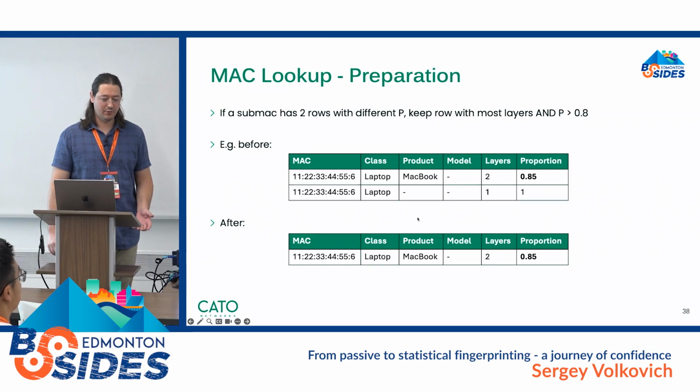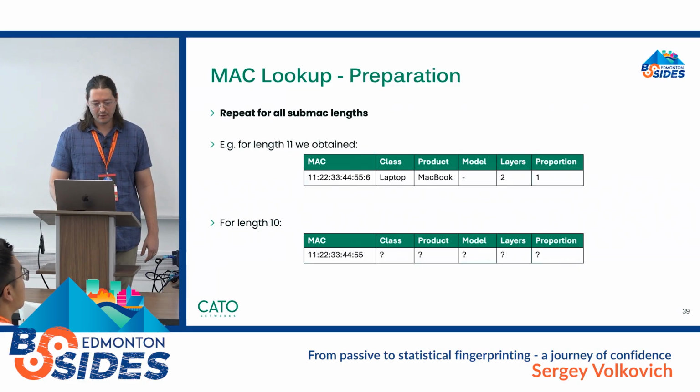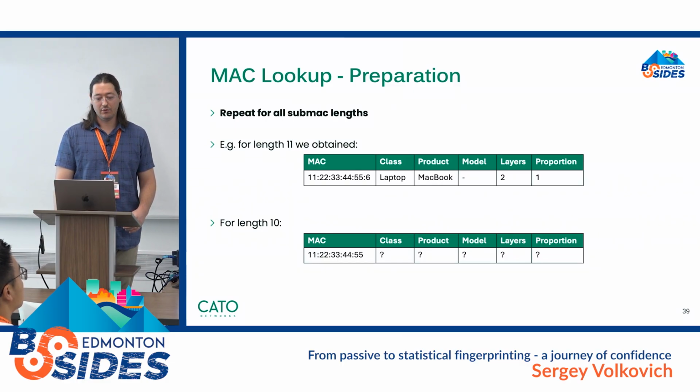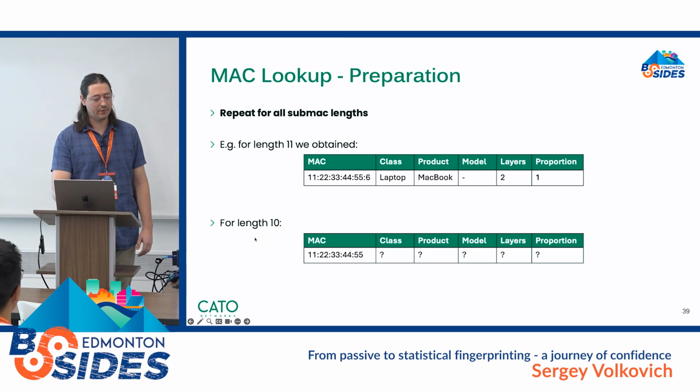There are, of course, cases where there are different proportions. In this case, we will keep the row with the most granular classification only if the proportion is above some threshold, say 0.8. Of course, we have to repeat all of this process for all of the submac lengths. We got something for our length 11 example. So say we get something else for our length 10 submac.